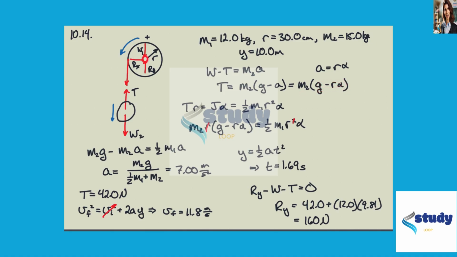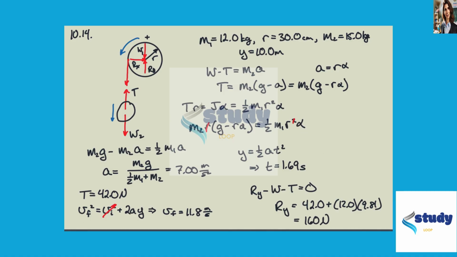Summing moments about the center, the axis of rotation of the pulley, the torque is T times R, the tension in the string times R, and that is equal to the mass moment times the angular acceleration. The mass moment of a uniform pulley is 1/2 M R squared. We can plug this in and do exactly the same as the previous problem. We get M2 times (G minus R alpha) equals 1/2 M1 R alpha.